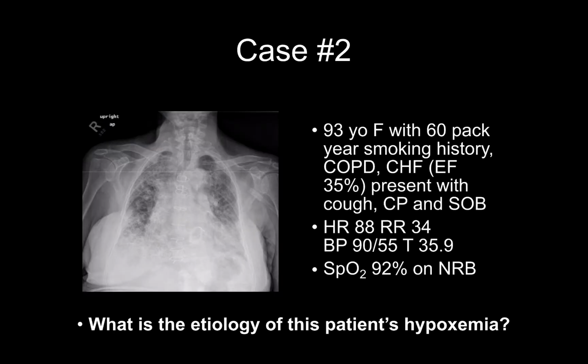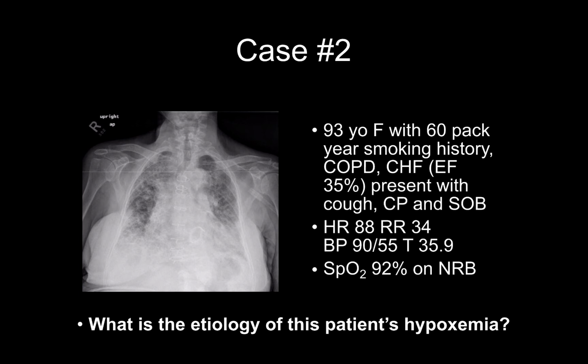Moving on to our second clinical case. So this is a 93-year-old female who has a significant smoking history, COPD, CHF, reduced EF. She presents with cough, chest pain, and shortness of breath. And she's hypotensive, she is tachypneic, and has severe hypoxemia on non-rebreather mask. Her chest x-ray is shown on the left. So what's causing this patient's hypoxemia?